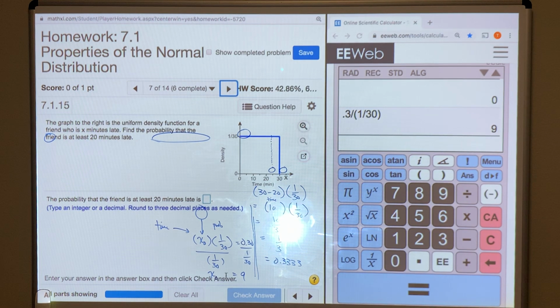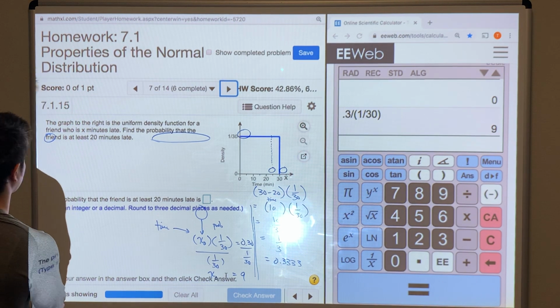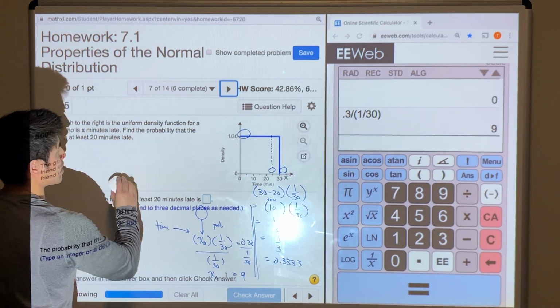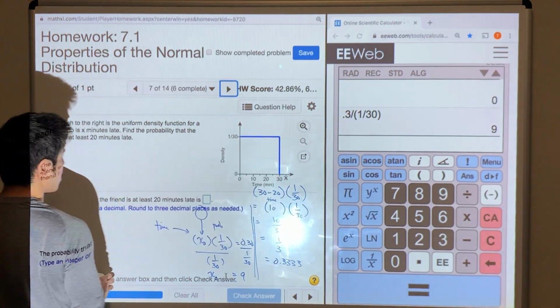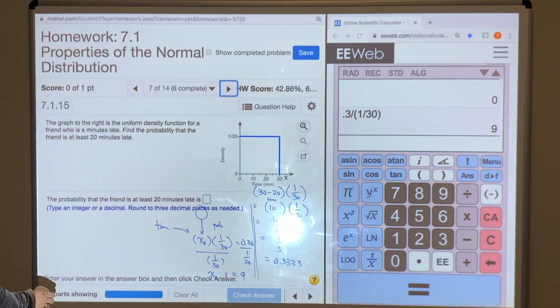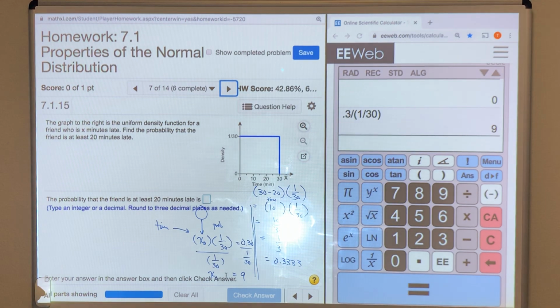All right, let's do it for another one, shall we? So we have another density function, and we kind of have the work from the previous one. Let's take a look here. Graph to the right is the uniform density function. Here are our pieces. Find the probability that the friend is at least 20 minutes late.